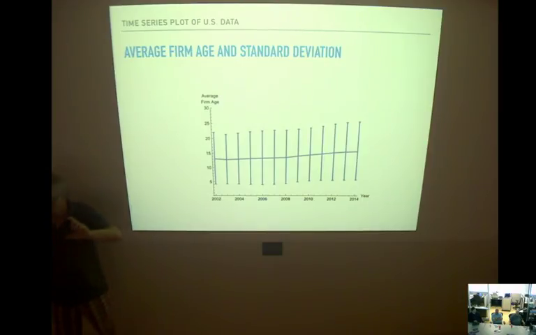Now I want to do two similar computations. How does size depend on age? How does age depend on size? So first, what is the average firm size conditional on age? Let's take all the age 10 firms, and what is the range of this now?